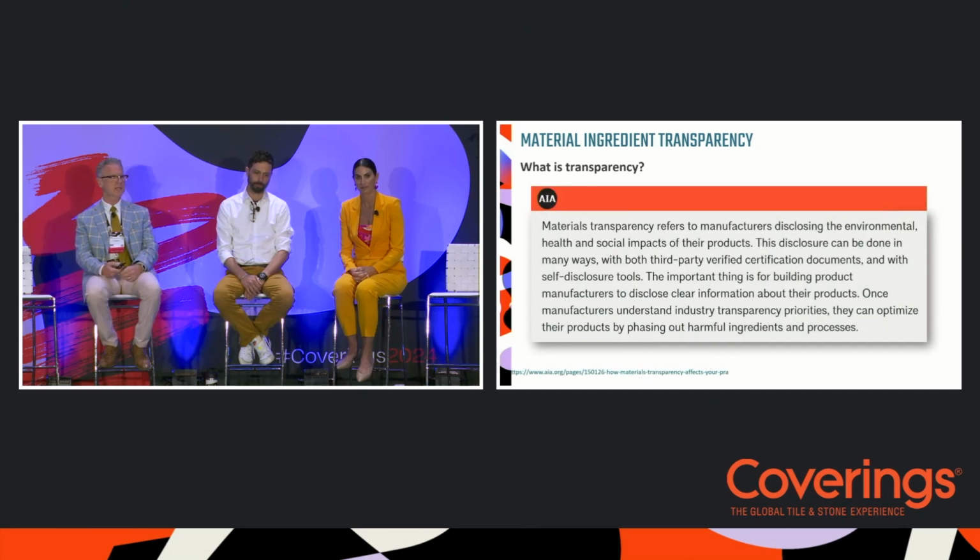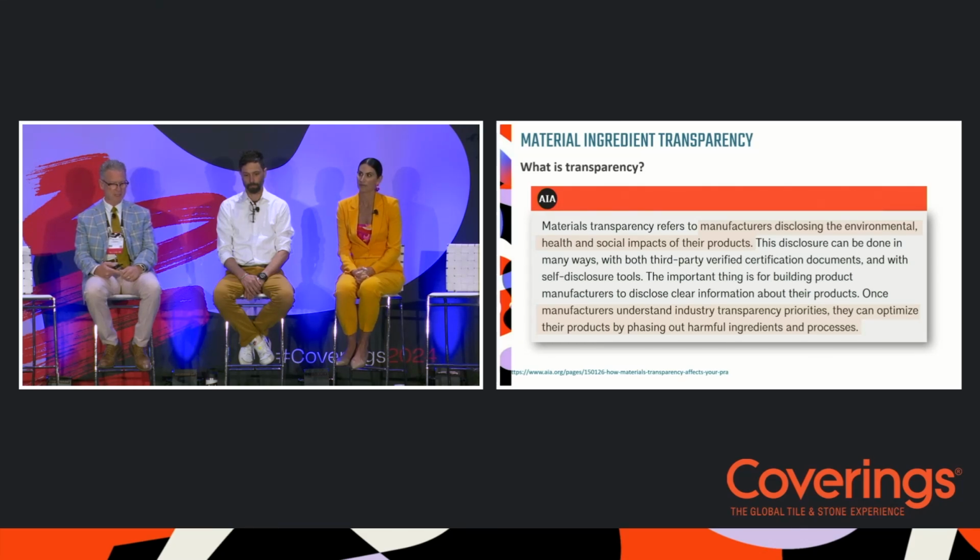So transparency, I love the definition that the AIA has assigned to transparency. It's when manufacturers disclose the environmental, health, and social impacts of their products. The more information, the better. And we're looking for manufacturers to really put it all out there and tell us what it is that they're selling. And we've made great strides, which you'll see in a minute.